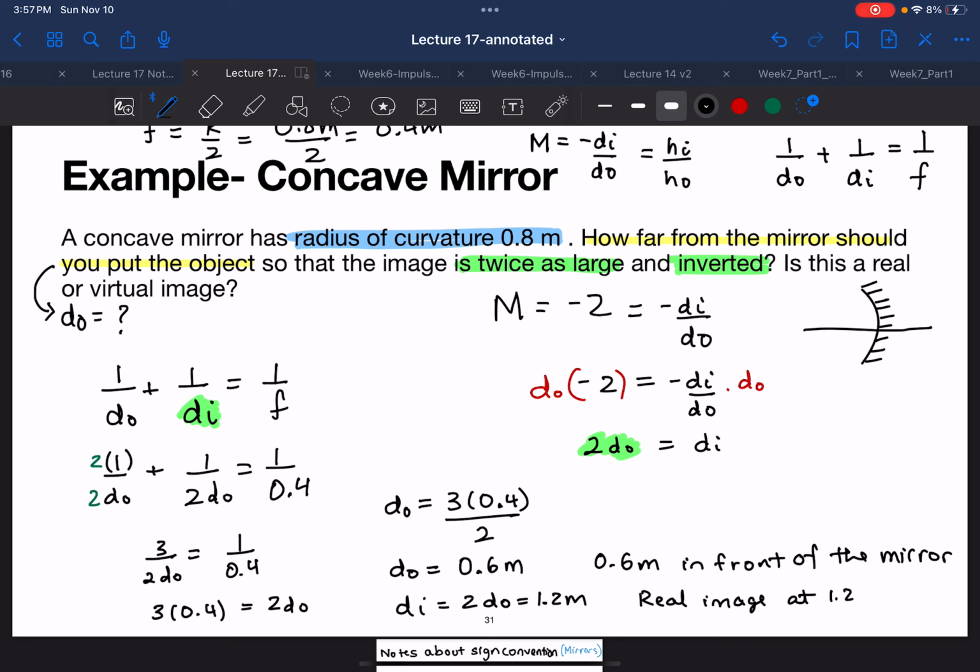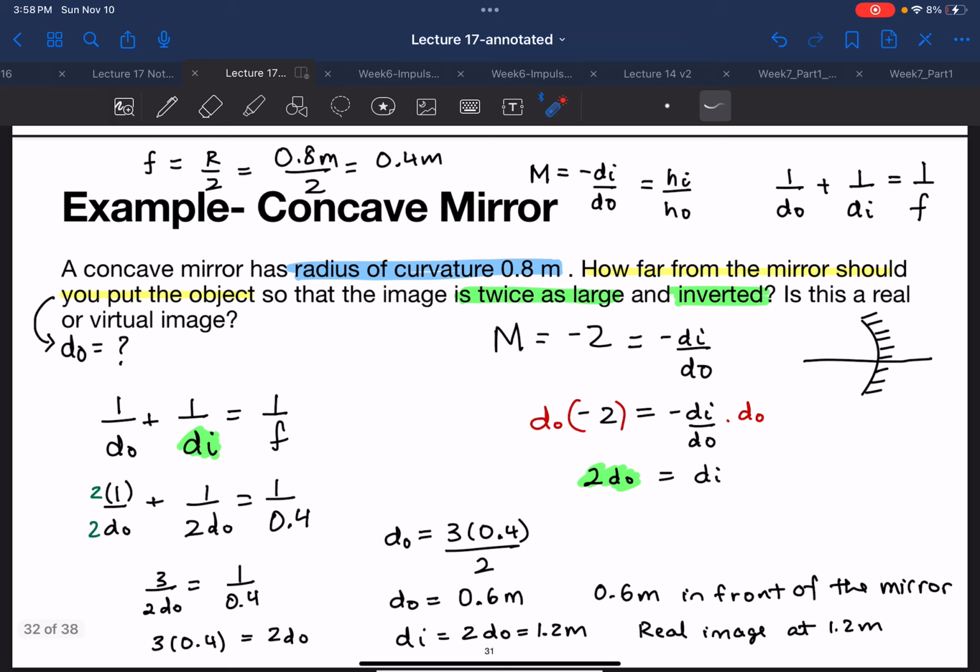And how did I know that this needs to be a real image? Well, anytime we get an image distance that's positive for a mirror, we know that the image is forming in front of the mirror at 1.2 meters. And a positive distance in front of the mirror corresponds to a real image. And then finally, we were told it's inverted. So we get a real image at 1.2 meters if we put the object 0.6 meters in front of the mirror. So I hope this helps clarify the example in class.